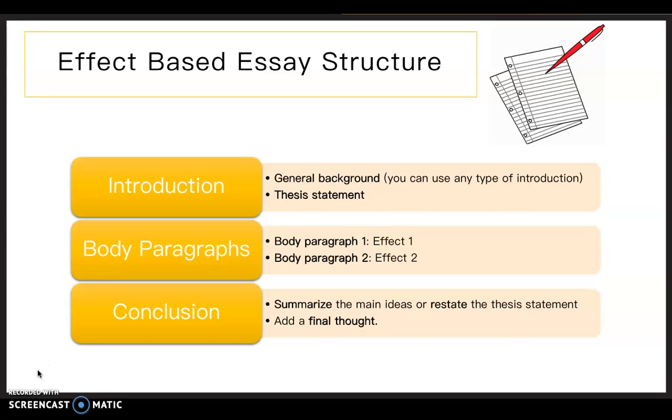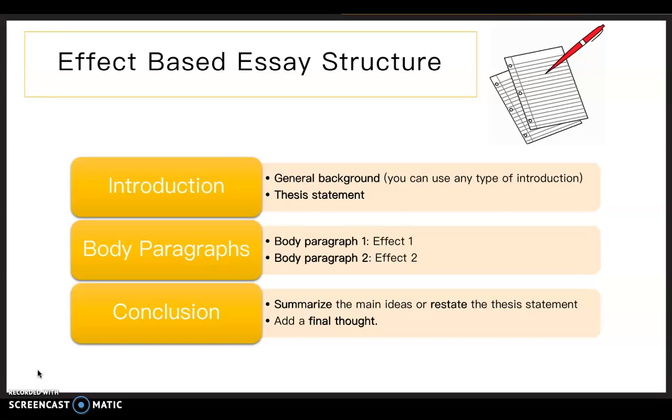As you have learned, in the introduction, you should start with the hook. The hook can be an anecdote, a quotation, a question, or anything you like. And then you move to giving background information, and then finally you state your thesis statement. Remember, every thesis statement has keywords. These keywords will be used in your topic sentences later on.